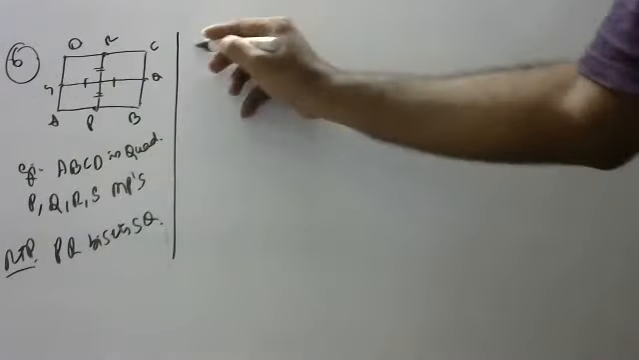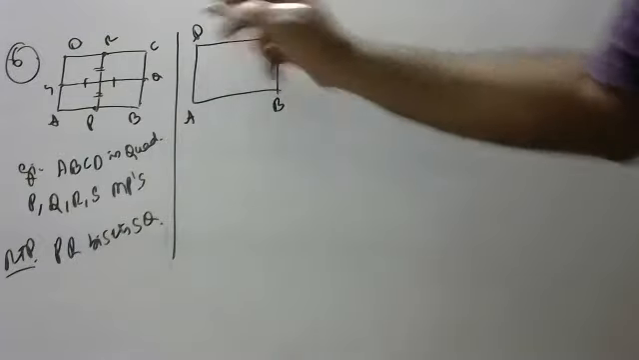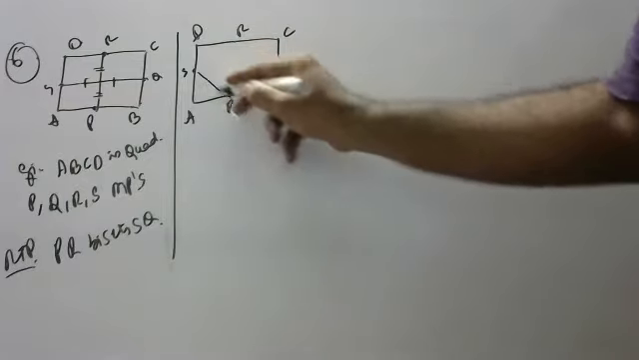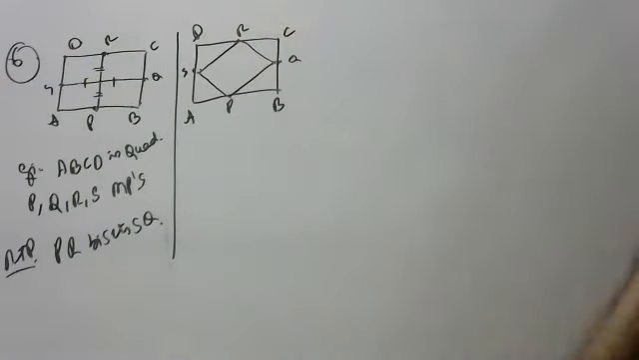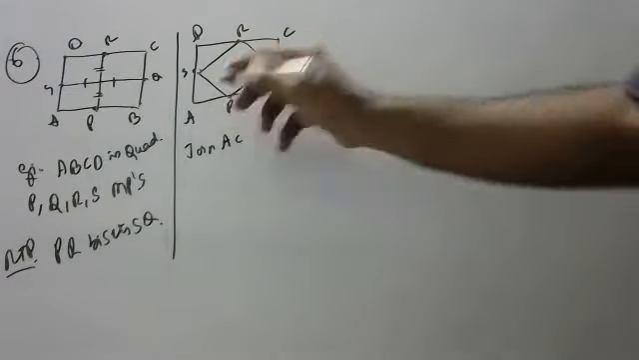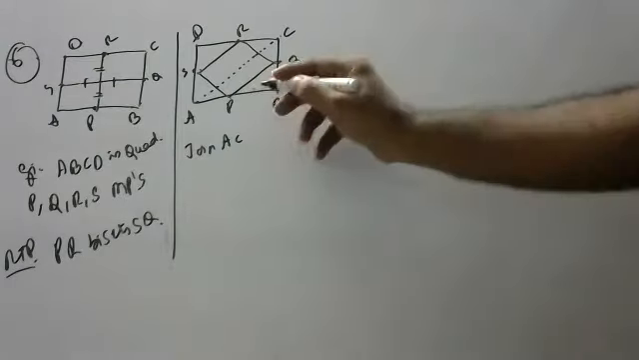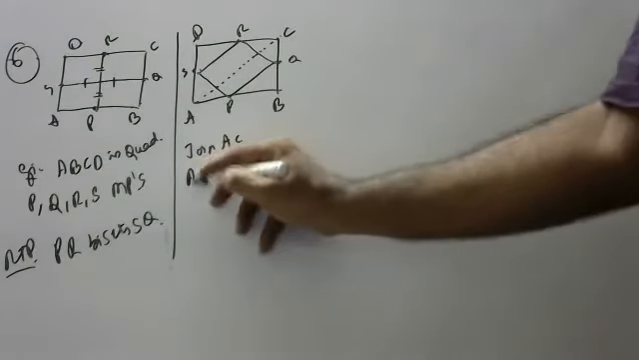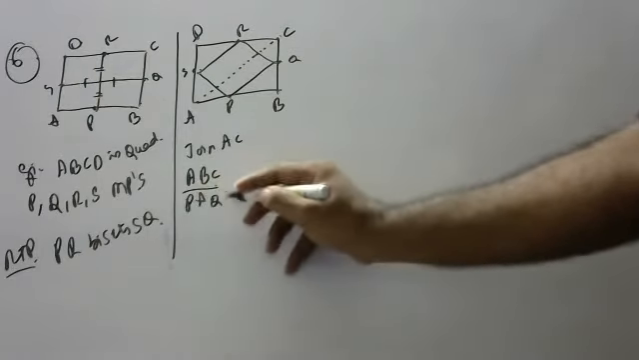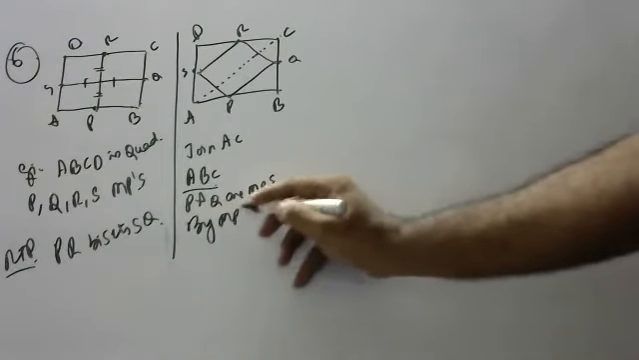Let's prove, children. This is like this: A, B, C, D, and P, Q, R, S. Children, I'm joining them. After joining them, I will join AC. Or if you wish, I will join BD. You can join anything. Now, can you see one triangle, A, B, C? In ABC, P and Q are midpoints.